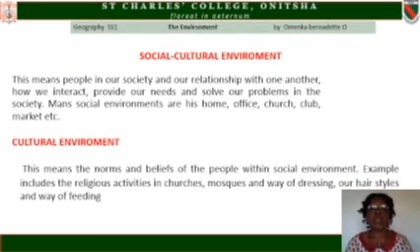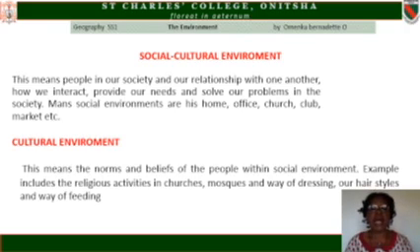Then sociocultural environment. This means people in our society and our relationship with one another. The relationship could be how we interact with each other, how we provide our needs and solve our pressing problems in the society. Man's social environments are his home, offices, churches, clubs, markets, etc.